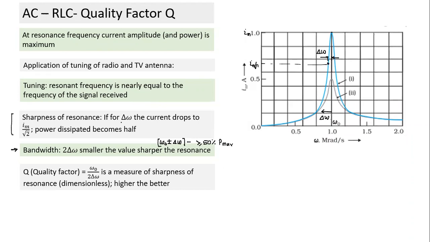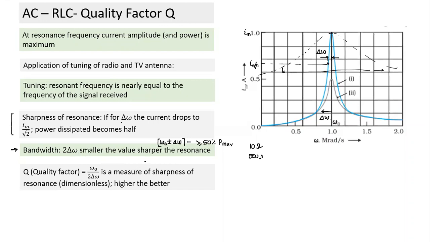If I go back to the previous example, I took one case where R was 10 ohms, and another case was 500 ohms. In the case of 500 ohms, the curve was something like this. Even at half the current, the power didn't drop much. If it is like this, what will happen? The bandwidth will become very large, which is not desirable. What should be required?